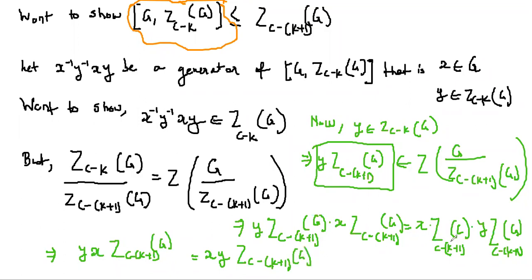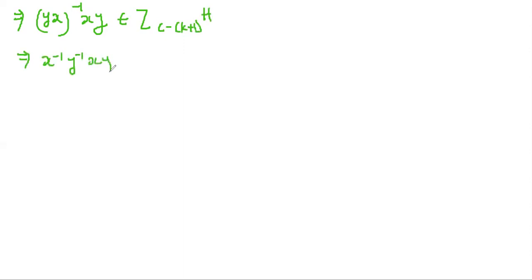Now, when are two cosets equal? You know that g1 H is equal to g2 H if g1 inverse g2 is in H. So this will say that (yx) inverse xy is in Z_{c-k+1} G. So this will say that x inverse y inverse x y is in Z_{c-k+1} G.